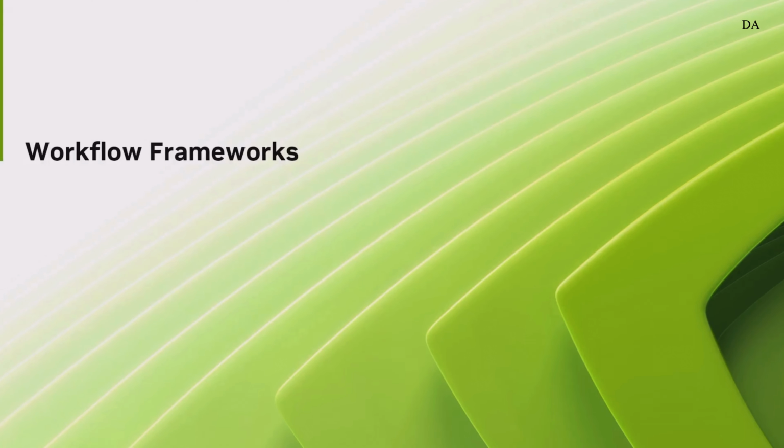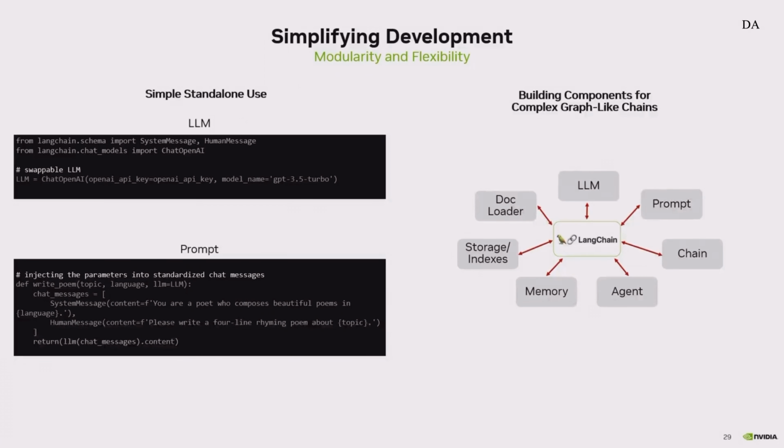Let's switch gears and look at the code behind how the demo app works in terms of accessing the large language model and preparing the data. And then let's also compare a few different frameworks. Developing these kinds of systems can become complex pretty quickly, and so we look for ways to simplify our development. One way is to take advantage of the modularity and flexibility of certain frameworks.